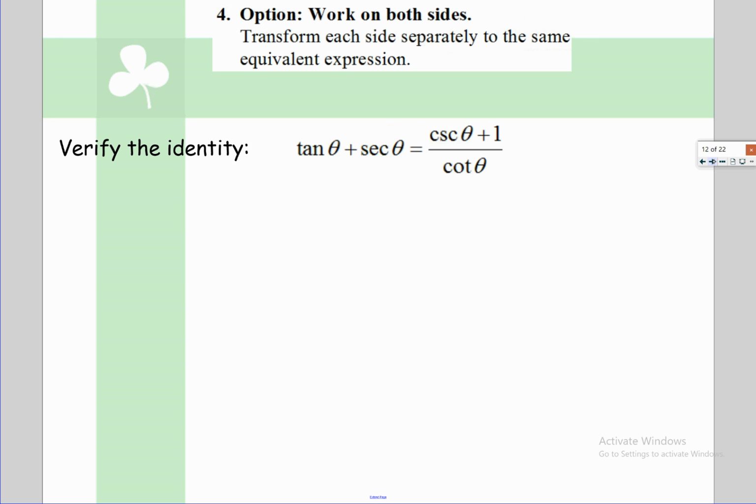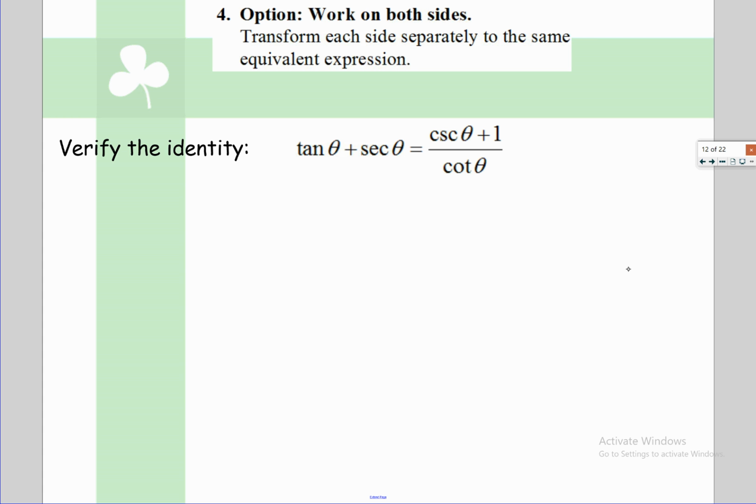Let's try this one. Tangent plus secant equals cosecant plus 1 over cotangent. So the hint here is work on both sides. We've kind of done that a little bit in a couple problems already. But I'm looking at this and there's a lot of different trig functions, right? It's 4 different trig functions. So what are we probably going to start by doing? If you've got a lot of different trig functions, what's a good strategy? All sines and cosines.